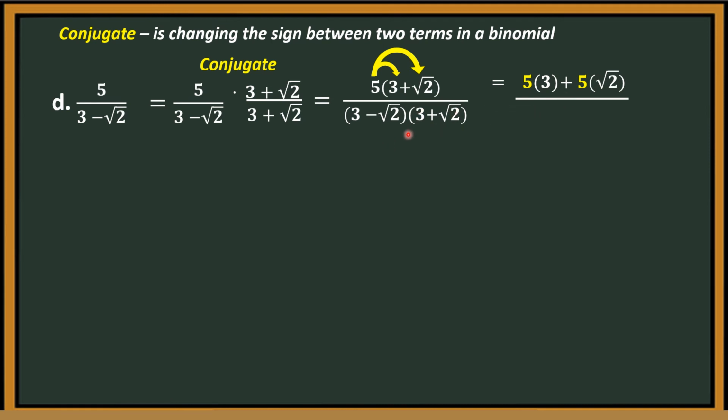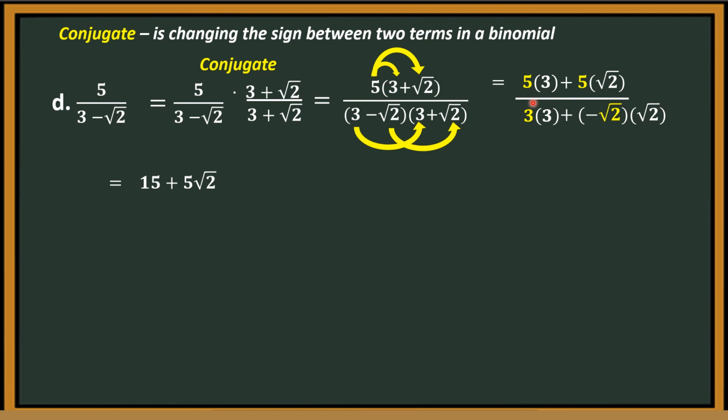Next, look at the denominator. Ang denominator natin is sum and difference of two binomials. So kapag sum and difference of two binomials, ang imumultiply lang natin yung first terms at yung last terms. So these are the first terms. So 3 times 3. And these are the last terms. So that is negative square root of 2 times square root of 2. Then, pwede na tayo mag-simplify.